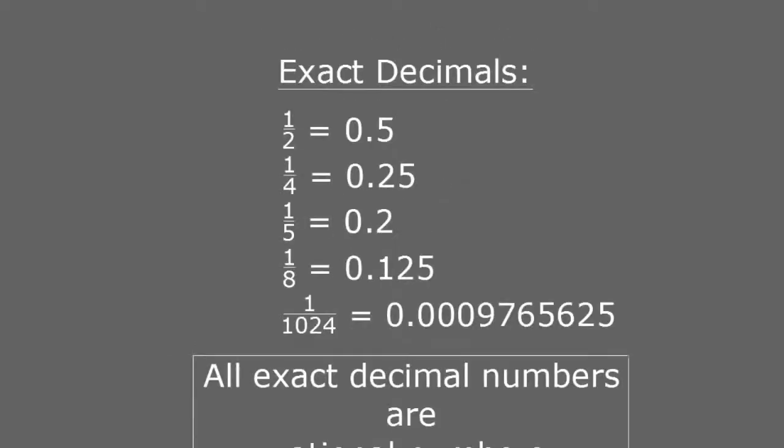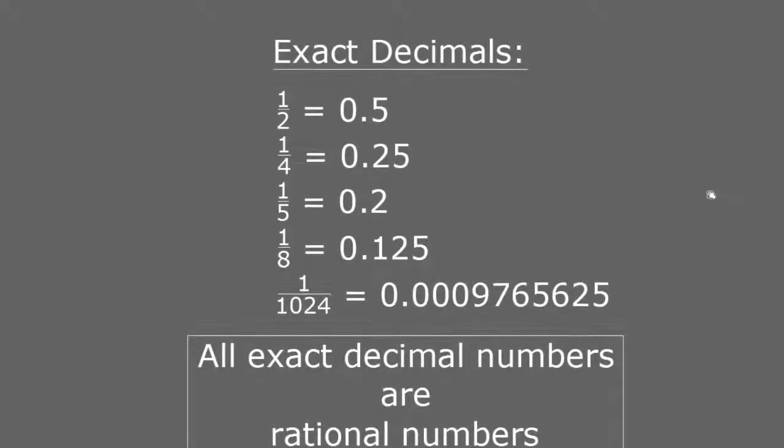Now let's look at the exact decimals. Exact decimals are decimal numbers that do not continue infinitely after the decimal point, that do not contain an infinite amount of digits after the decimal point. Some of the more simple fractions are exact decimals. For example, 1/2 can be expressed as 0.5, 1/4 as 0.25, 1/5 as 0.2, and 1/8 as 0.125.